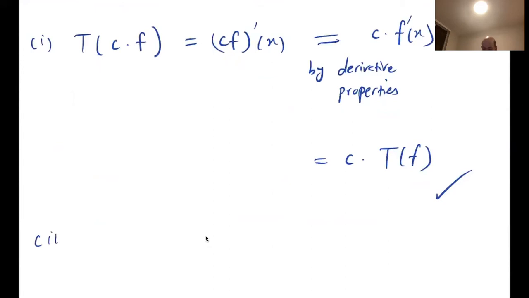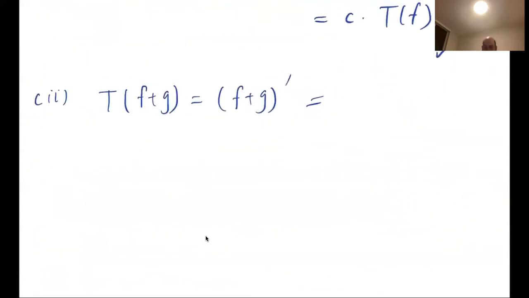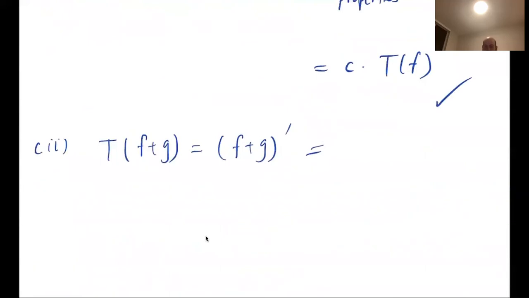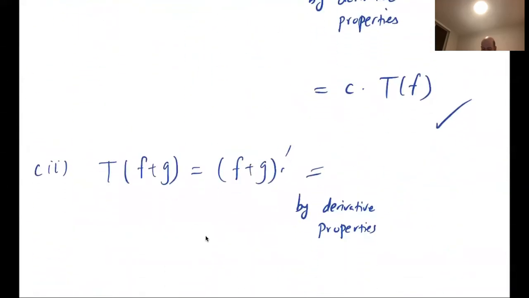And then the second condition, T of F plus G. This is the derivative of F plus G, because T of any function is defined as the derivative of that function. So T of F plus G, according to the definition of T, will be the derivative of F plus G. And again, by derivative properties, the derivative of F plus G is F prime of X plus G prime of X.